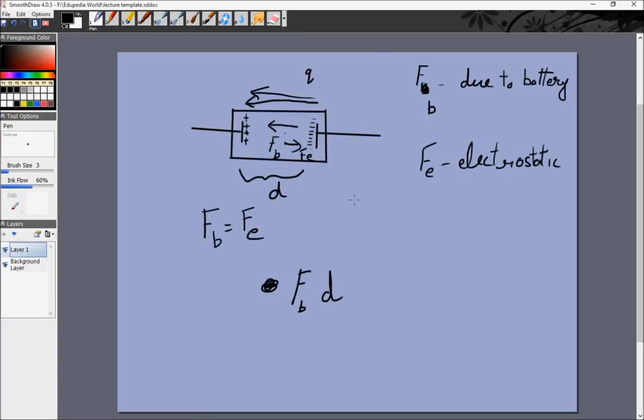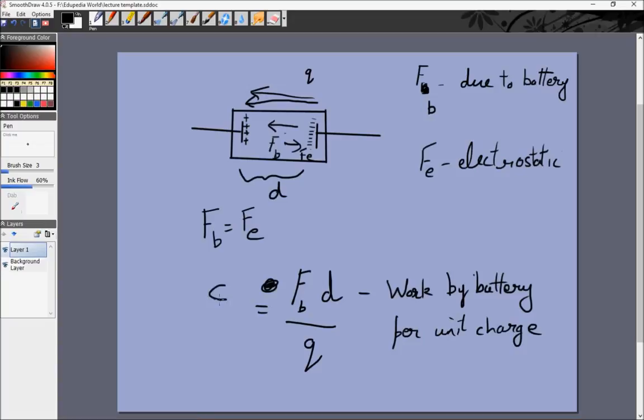What is Fbd by Q? It is the work done by the battery per unit charge. And this quantity is labeled as E and is called the EMF of the battery. So the EMF of the battery is a specific value for every battery, and it is basically the work done by the battery in transferring a unit charge from the negative end to the positive end. Now, the important thing to remember is that this is the work done by the battery, not the work done by the electrostatic forces. Right. Also, another thing, the full form of EMF is electromotive force.